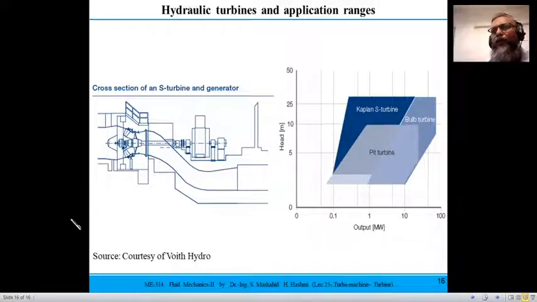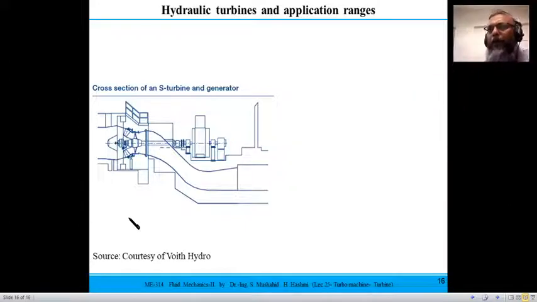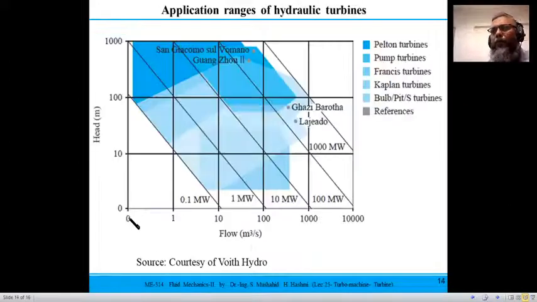It all depends on the flow rate requirement and the head requirement, and both are required for different applications. At this point we have an understanding of different types of turbines, the energy interaction and how it takes place, and the concept of degree of reaction. So we stop today's lecture at this point.